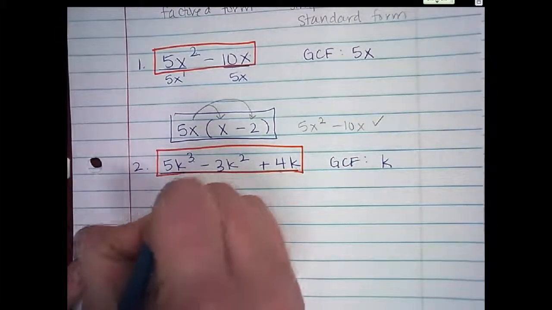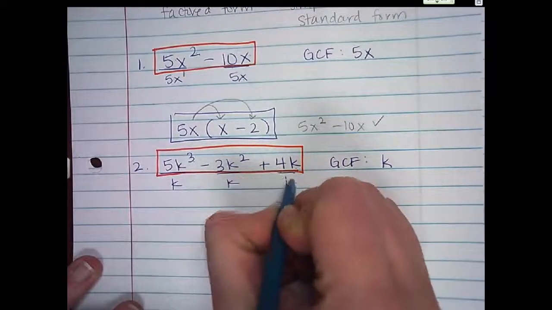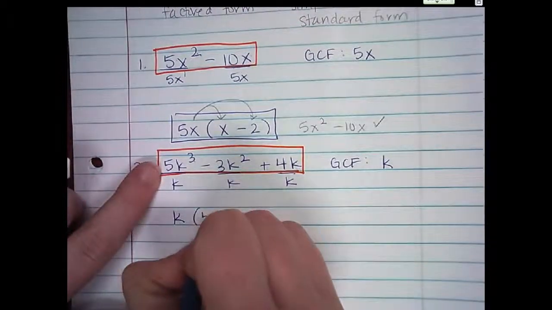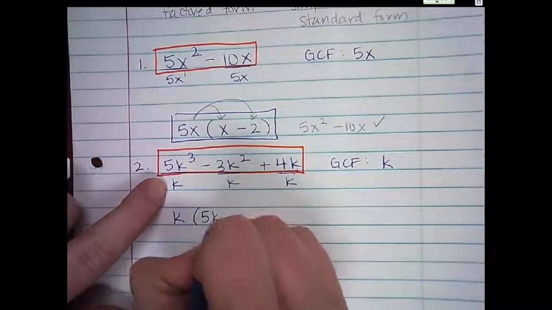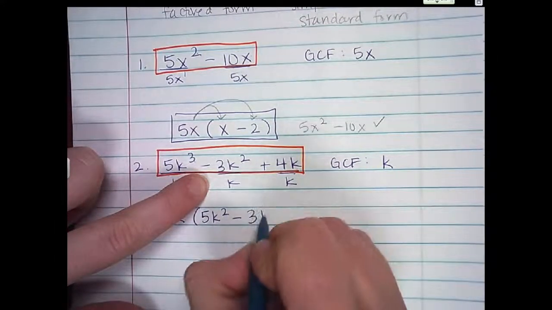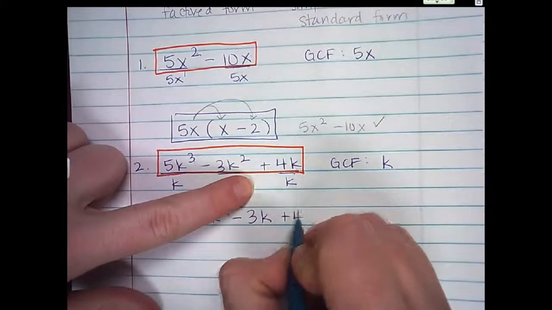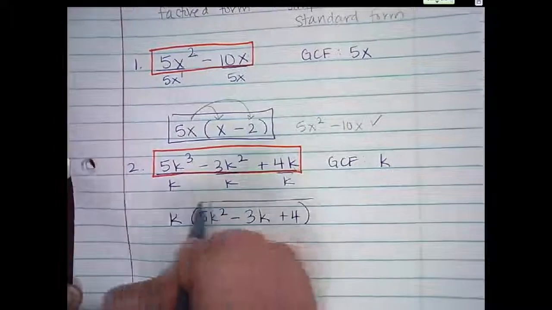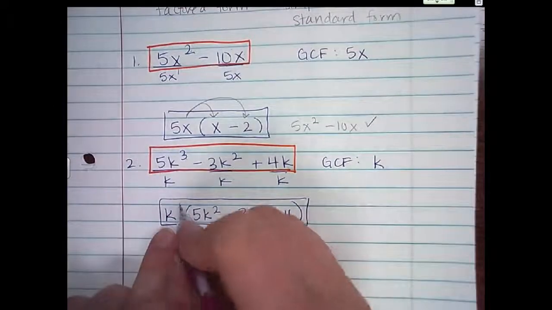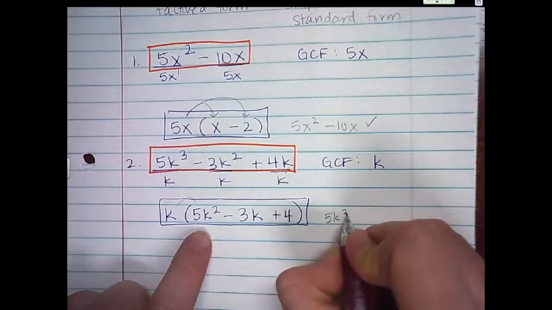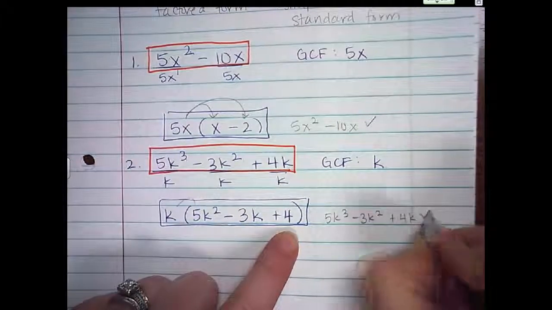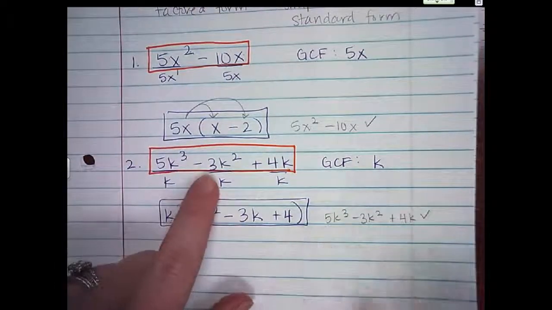So I'm going to divide each one by a k. So in my answer, I put k on the outside, and I do a parentheses. So I have 5, 3 minus 1 is 2, minus 3, 2 minus 1 is 1, and then here I have 4, and my k's cancel. So here's my answer. Double check yourself. Distribute this k in. I would get 5k to the third minus 3k squared plus 4k, and that worked. Okay, so you can always check your answer.